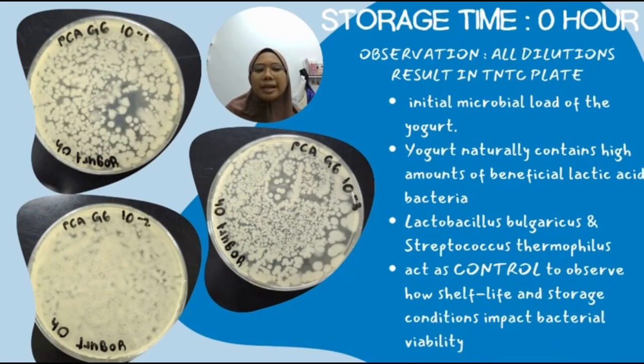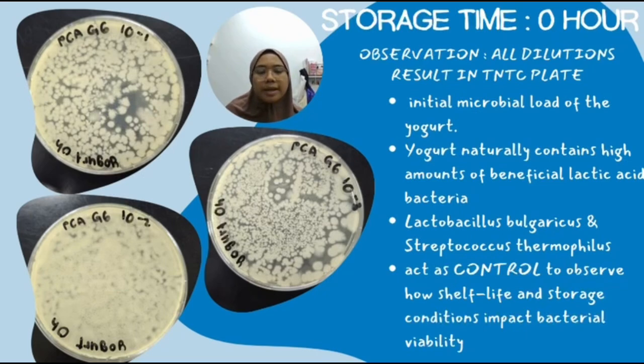This is our microbial analysis tracking the shelf life stability of yogurt. Our storage time is 0 hour. The objective of this stage is to establish the initial microbial load of our sample. To do this, we perform a serial dilution series and plated the samples onto plate count agar to find a viable and countable range of colonies. The result shown is the NTC, which means too numerous to count.